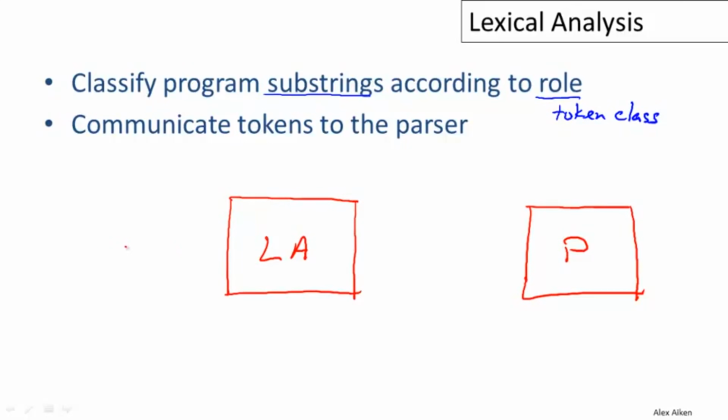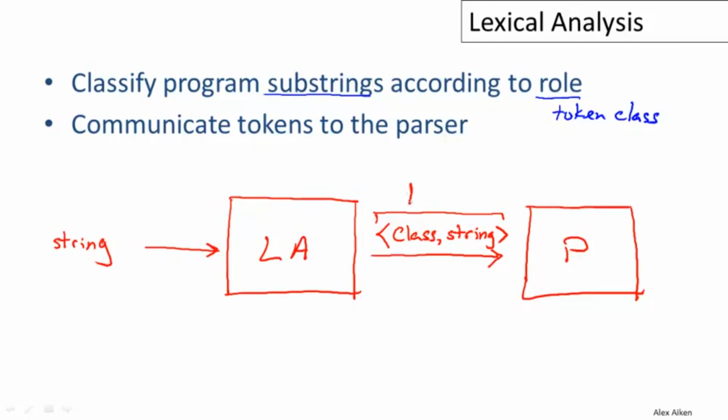Okay, and the functionality here is that the lexical analyzer takes in a string, typically stored in a file, so just a sequence of bytes, and then what it sends to the parser is a sequence of pairs, which are the token class and substring, which I'll just say string here, so it sends a string which is a part of the input along with the class, the role that it plays in the language, and this pair together is called a token.